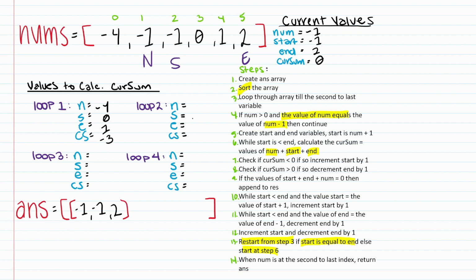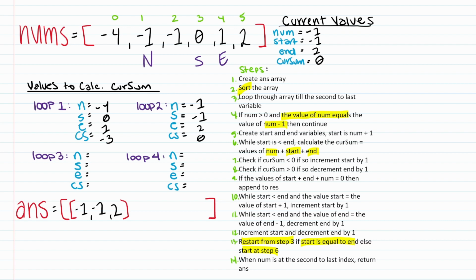Okay, so let's continue on. While start is less than n and the value of start equals the value of start plus 1, increment start by 1. Does the value of start equal the value of start plus 1? No. While start is less than n and the value of n equals the value of n minus 1, decrement n by 1. Does 2 equal 1? No, so we're just going to continue. For our last step, increment start and decrement n by 1. We're going to save those values here: -1, 1, 2, and 0. Then we're going to go back through with our while loop again.